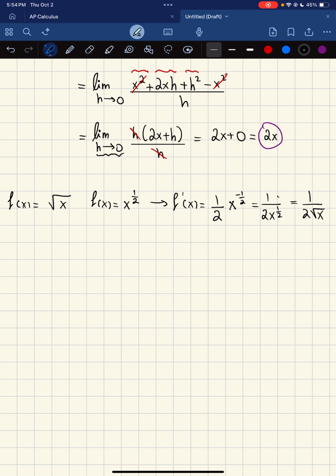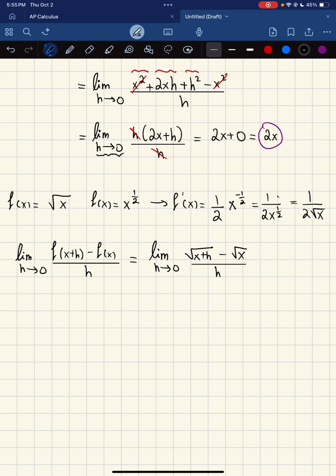So we're going to write the formula again. Well, it's not a formula, it's basically an expression for limits. So limit as h is going to 0, f of x plus h minus f of x over h, which is going to give me limit as h is going to 0, f of x plus h is the square root of x plus h, minus the square root of x, over h.